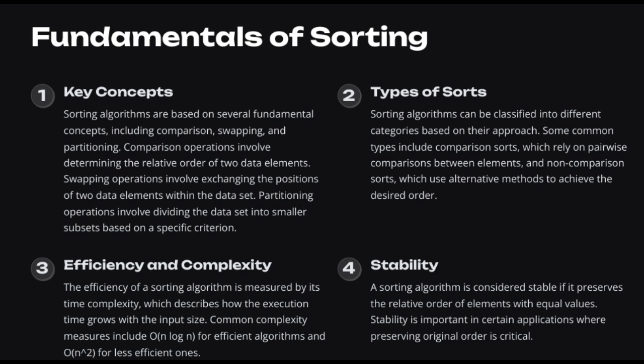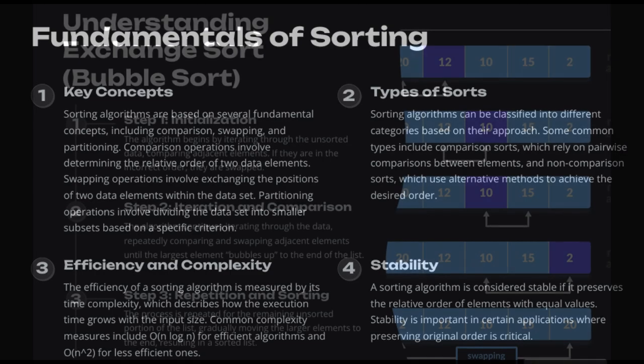4. Stability. A sorting algorithm is considered stable if it preserves the relative order of elements with equal values. Stability is important in certain applications where preserving the original order is critical.